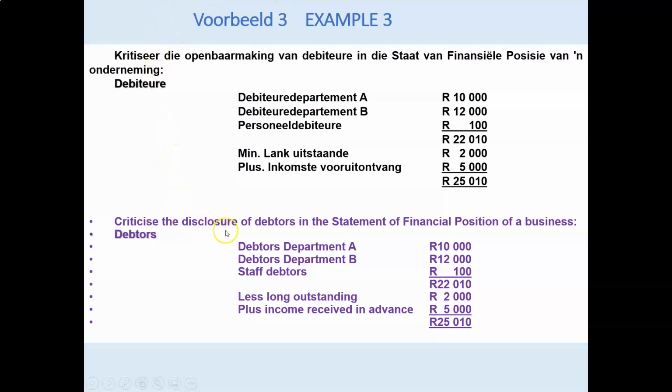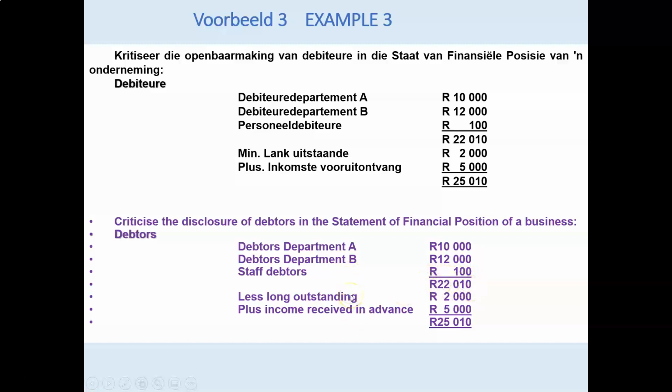Next example, to criticize. You know what's nice about the IAS 1 questions, if you get a question where you only have to criticize, because it's much easier to criticize than to write long stories. Criticize the disclosure of debtors in the statement of financial position of a business: debtors Department A, Department B, staff debtors, less long outstanding debtors, plus income received in advance, and at the end of the day, it's 25,010. So this is the debtors note, the note of trade and other receivables. And you can see clearly that this is nonsense. We never disclose Department A, B, and staff debtors separately. We will only disclose one trade debtors figure of 22,010.